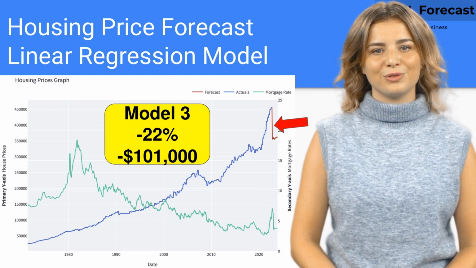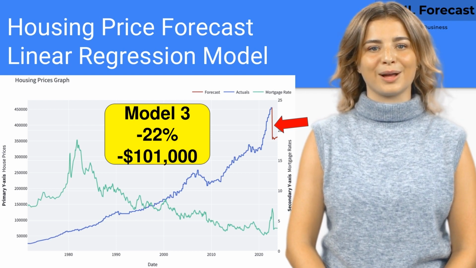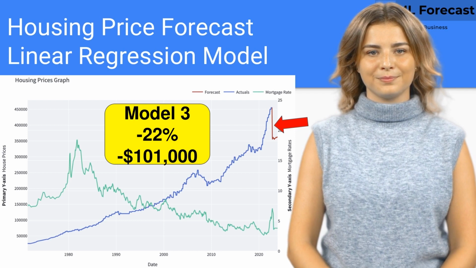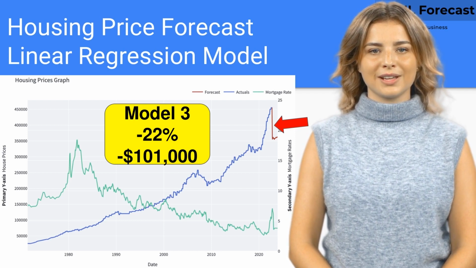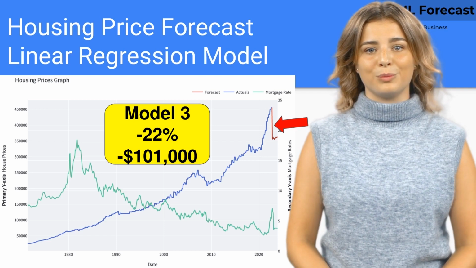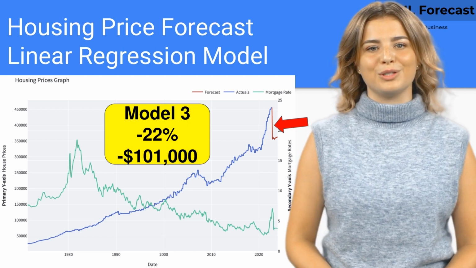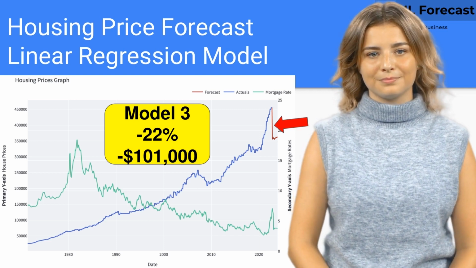So, for the linear regression model, we see housing prices, using the blue line, have gone up significantly since 2020. The red line shows the forecast and it drops precipitously in 2023. It would imply an approximately 22% or $101,000 drop in housing prices.